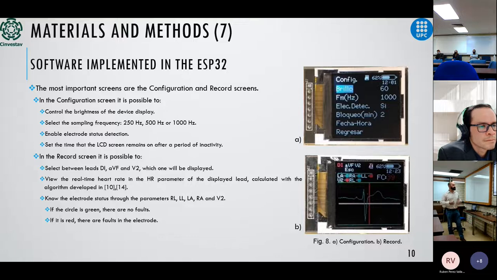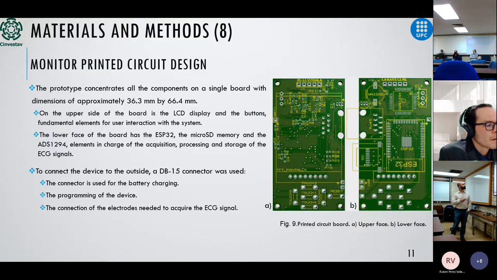In the case of configuration, it is used to modify the parameters of the device, like the gain or the sampling frequency. In the case of the record, it is used to visualize one of the 3 leads digitalized, the status of the electrodes, and the heart rate in real time. Now, this prototype concentrates all the components in one single board, with dimensions of approximately 62 by 66 millimeters.